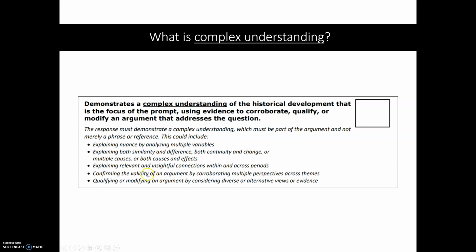The other way is I would suggest maybe explaining relevant, insightful connections within and across periods. So maybe your prompt is about the Civil War, and you think there's something relevant to the civil rights movement of the 50s and 60s, and you can kind of weave that in there somehow. Again, it can't just be a phrase or reference. I'm not saying don't do it, I'm just saying don't stress on this one point. But that is the final piece of the overall rubric.